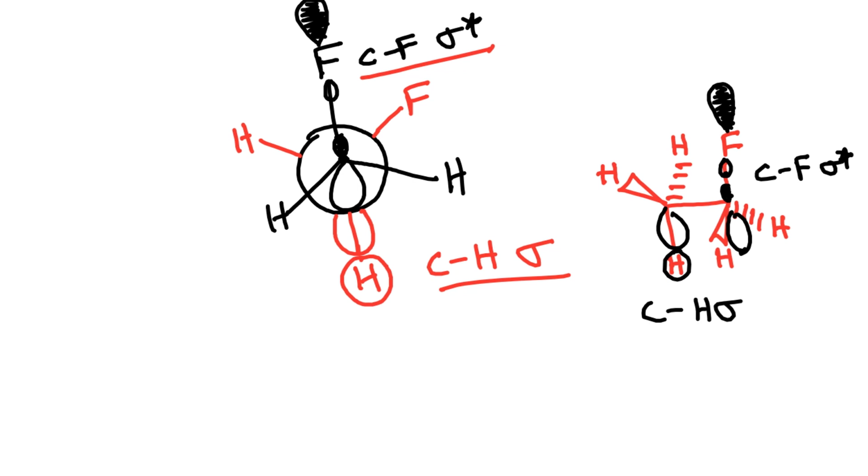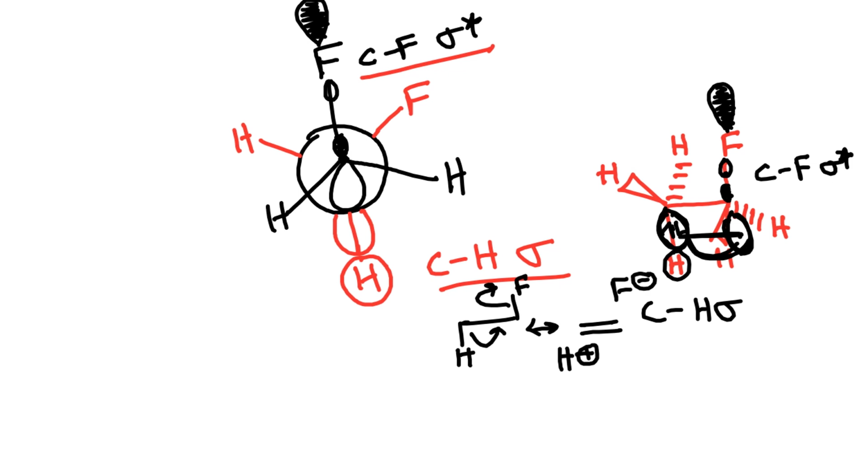You can see this CH sigma orbital and this CF sigma star orbital are parallel. This one is filled with electrons, and this one is vacant, devoid of electrons. So they can overlap like this. These two are parallel, so they can overlap. We can represent it this way: this hydrogen, this is fluorine, F minus H plus. Similarly, like hyperconjugation, there is a double bond kind of thing.